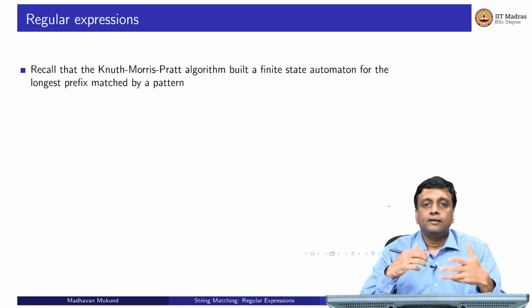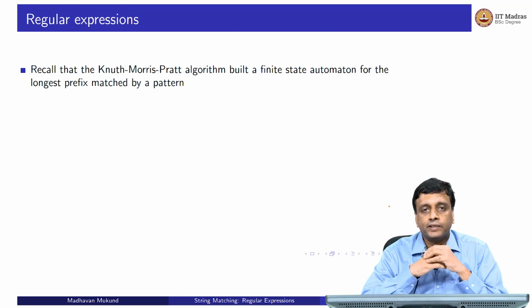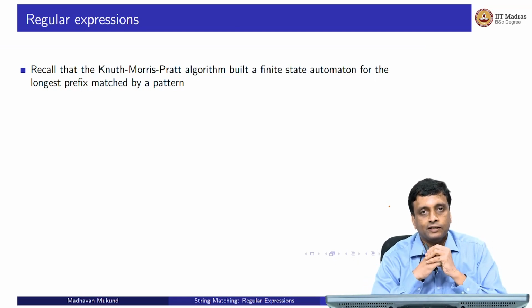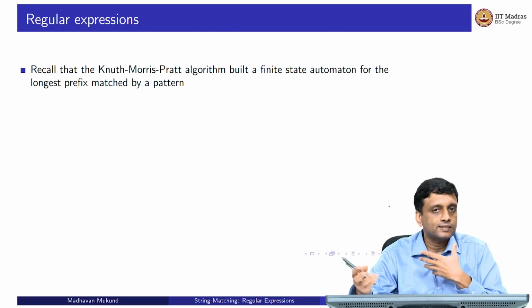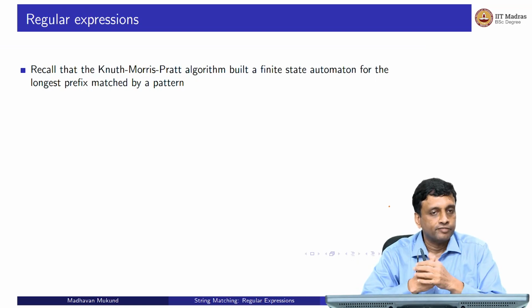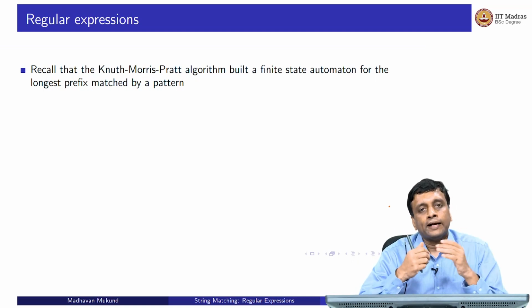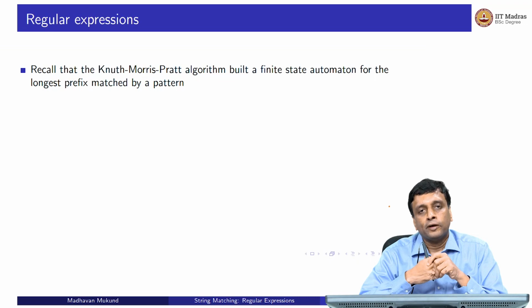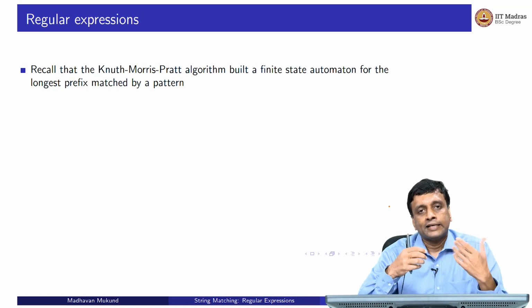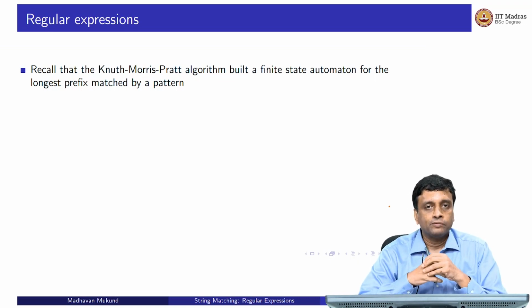So what is the rationale behind this particular notation for patterns, right? Where did this plus and this concatenation and the star and all come from? So let's go back to this Knuth-Morris-Pratt algorithm. While we were explaining the Knuth-Morris-Pratt algorithm, we introduced this notion of a finite state automaton.